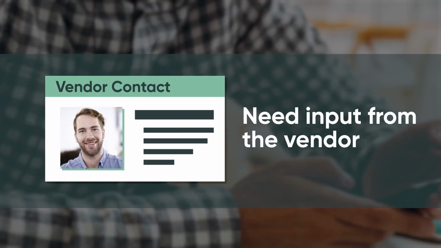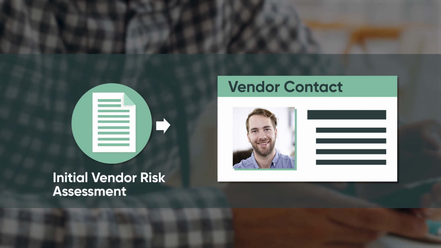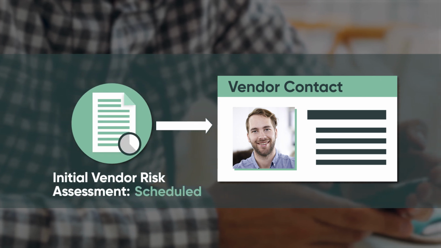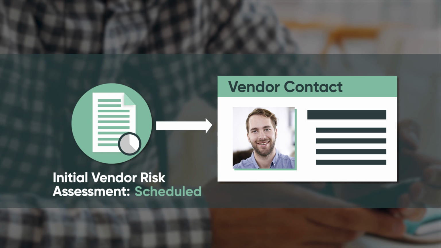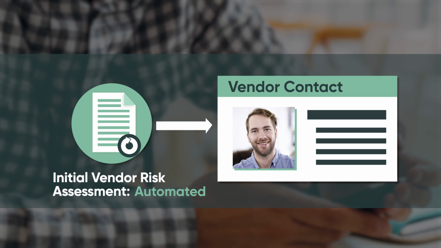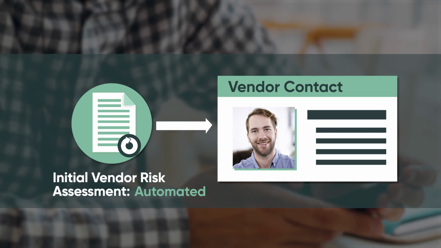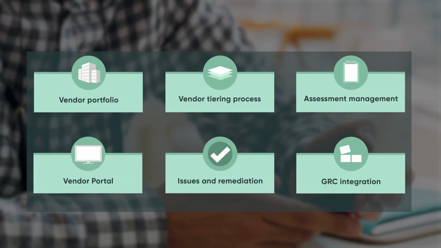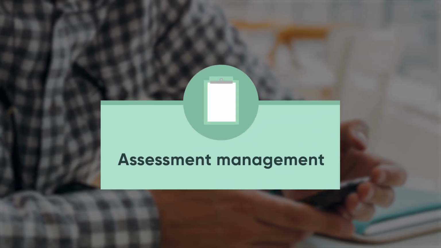Next, you need input from the vendor as well, so you send an initial vendor risk assessment to the vendor's primary contact. You can schedule these assessments to repeat on a regular basis or send them on demand as needed. You can also send them automatically based on changes to a vendor risk score or vendor tier. We'll see how to set that up shortly. Vendor Risk Management provides tools for managing these external assessments.